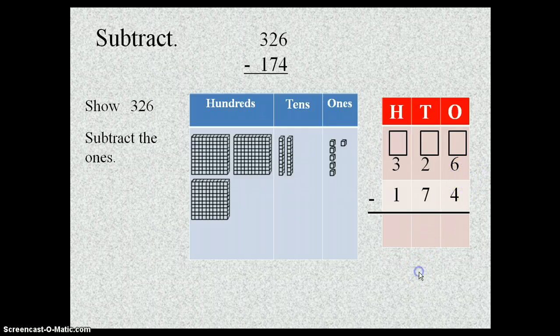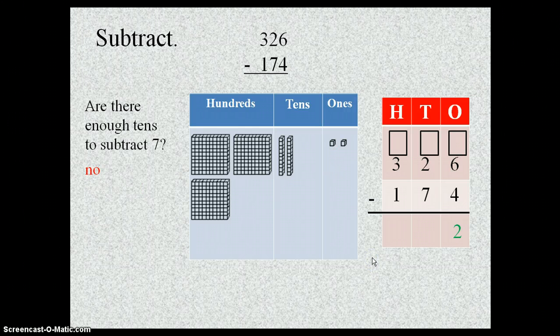So we're going to subtract the ones. 6 minus 4, you guessed it, 2. So then we'll put a 2 in our ones place down here. Then we're going to repeat our steps. So we're going to go back up and think, do I have enough tens to subtract? Well, I have 2 tens and they want to take away 7, so I do not have enough.